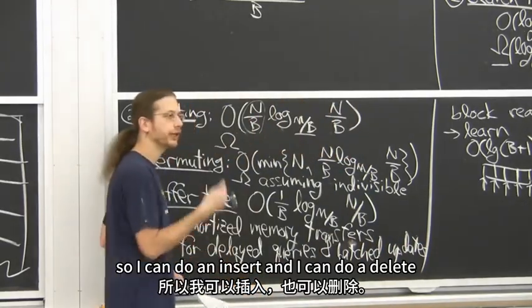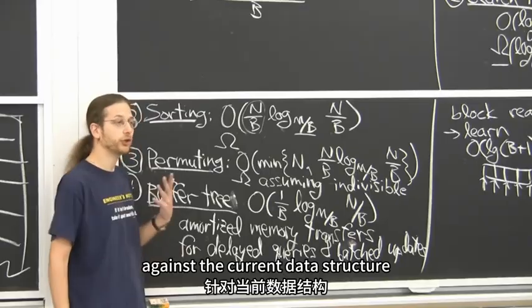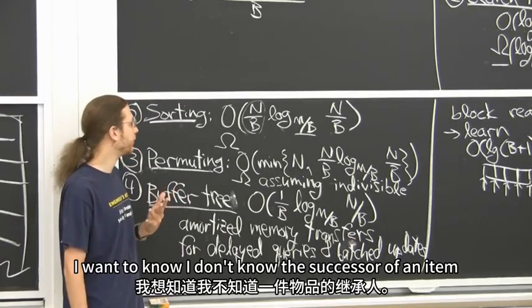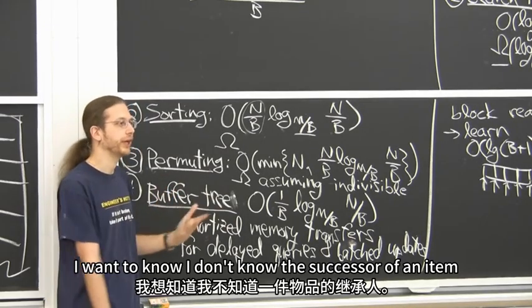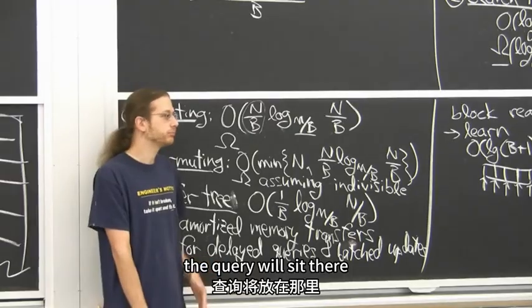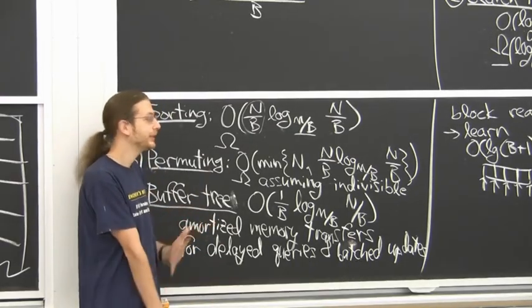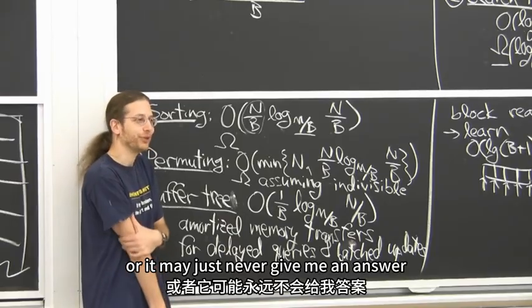So I can do an insert and I can do a delete. I can do many of them. And then I can do a query against the current data structure. I want to know, I don't know, the successor of an item. But I don't get the answer right then. It's delayed. The query will sit there. Eventually, the data structure will decide to give me an answer. Or it may just never give me an answer.